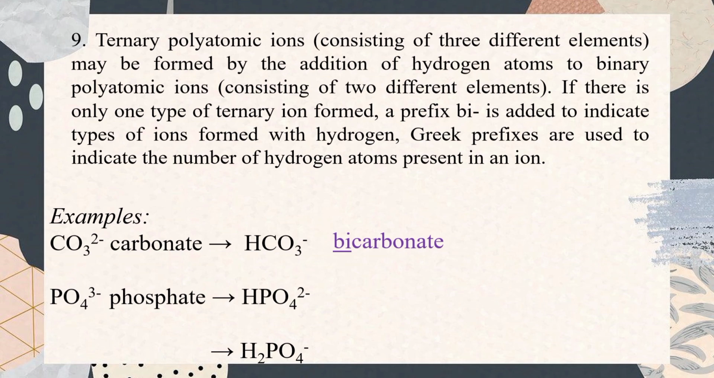Let's have the second example. PO4 -3 or phosphate. With the addition of hydrogen, there are two ternary ions formed, which are HPO4 -2 and H2PO4 -1. This time, we're going to use Greek prefixes to indicate the number of hydrogen atoms. So for the first ternary ion formed, the correct name would be hydrogen phosphate. For the second ion, since there are two hydrogen atoms, we use the prefix di. So the name would be dihydrogen phosphate.